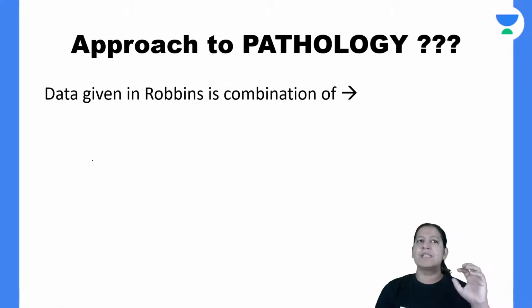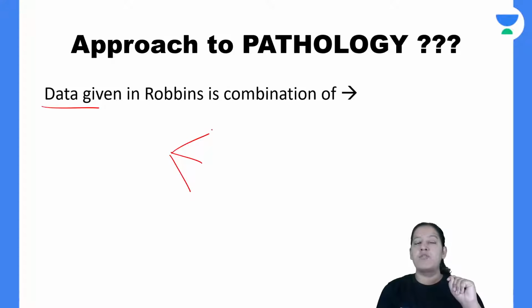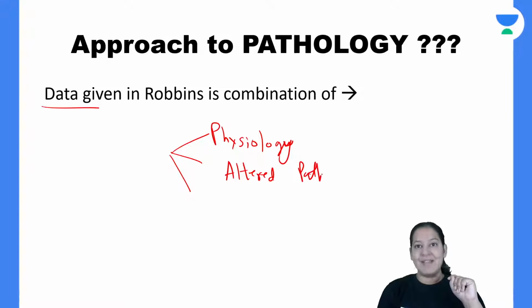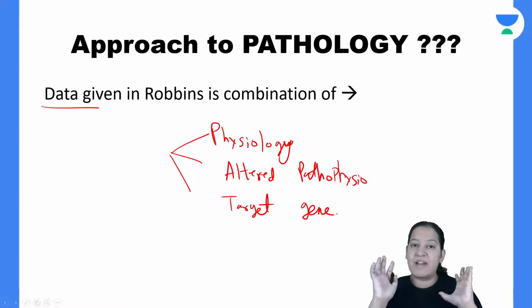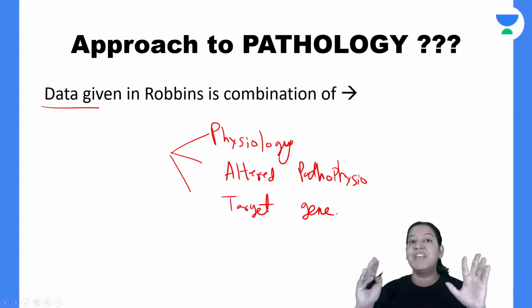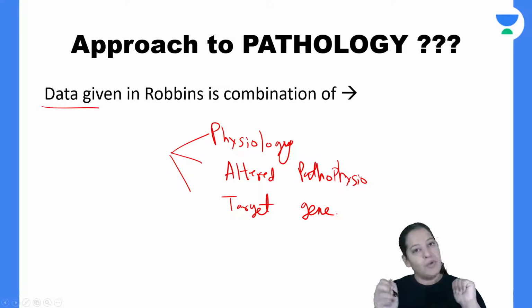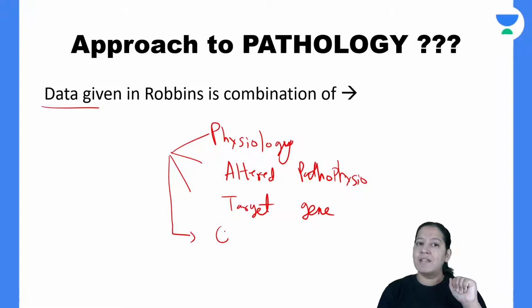Okay. So you must know this fact that the data given in Robbins is a combination of multiple things. It contains physiology, which you have already read in your first prof. It contains altered pathophysiology. That is the most important portion of Robbins. It also contains targeted genes of every disease. If you can't understand these targeted genes of the diseases, you cannot understand the newer therapy in pharmacology. And it is an integration of multiple other subjects also.